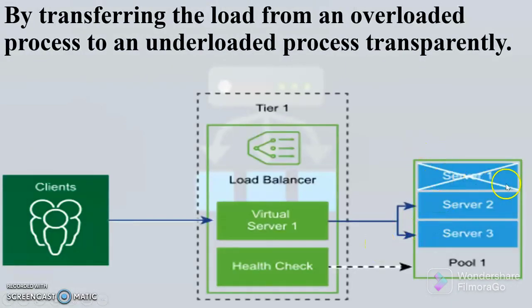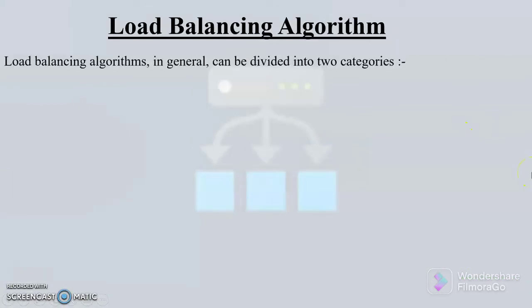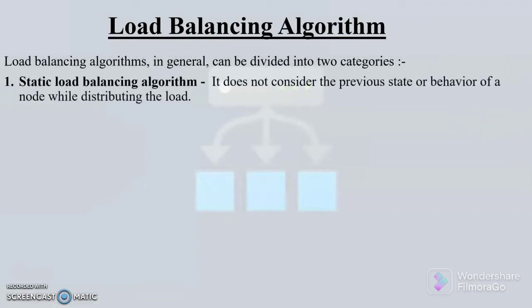So if in case server 1 is not responding, all the load can be sent to server 2 and server 3. To provide the fastest connectivity for all nodes or devices, we use load balancing algorithms. These algorithms help in scalability, resource utilization, fault tolerance, throughput, etc.